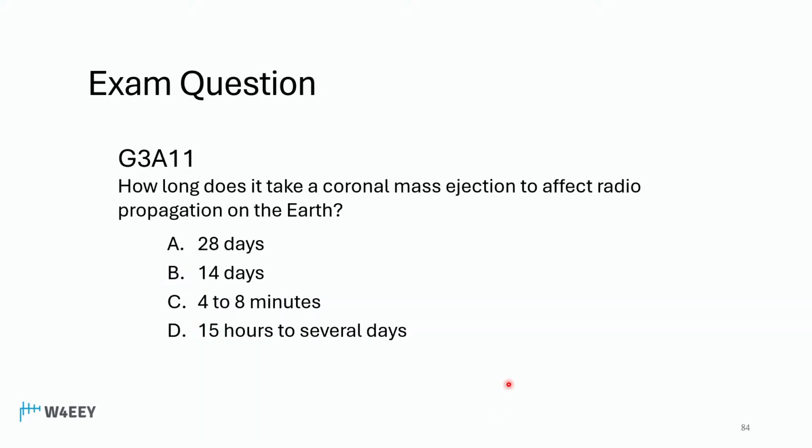How long does it take a coronal mass ejection to affect radio propagation on the Earth? Charlie? Or Delta. It's a long time. If you can kind of think of that, takes a long time. 15 hours is the biggest one. Oh no, actually 14 days is bigger than that. Well, okay, so it's 15 hours. I was trying to give you a shortcut, and my shortcut didn't work. I always think of 1 day, 24 hours. That would be a better shortcut.